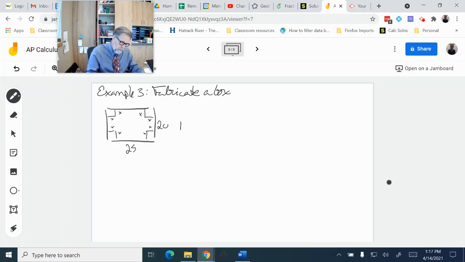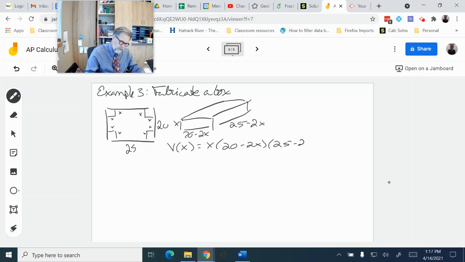We know that when we make this box, the height is going to be x, the width is going to be 20 minus 2x, and the length is going to be 25 minus 2x, which means that the volume of this box is x times (20 minus 2x) times (25 minus 2x). And we can also specify that the domain of x has to be between 0 and 10. We can't cut out less than 0. We can't cut out more than 10 because we run out of space in the box here.